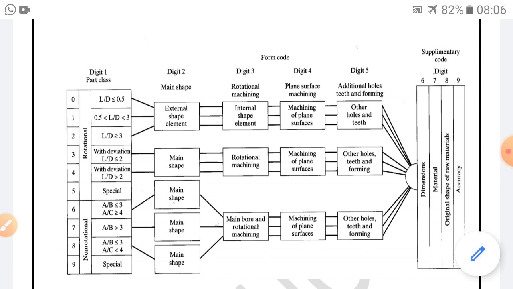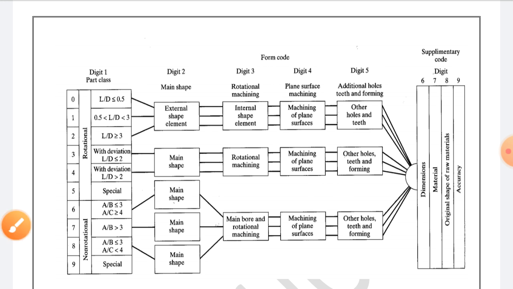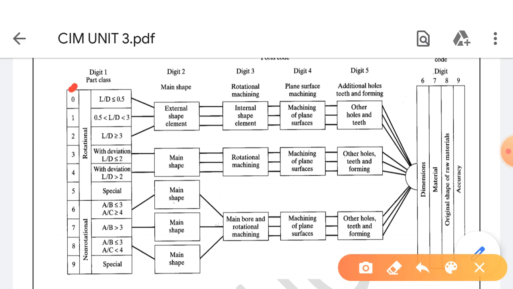Example, see, the first digit, what is it representing? It is the part class. Means what? Whether it is rotational or non-rotational. How is it identified? With respect to length divided by width or depth, or length by diameter. That is represented by the part class. The second digit represents the main shape, whether it is rotational or a rectangle. So that shape will be the second digit.